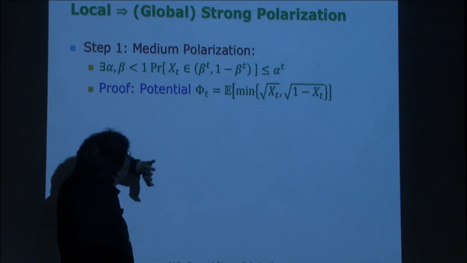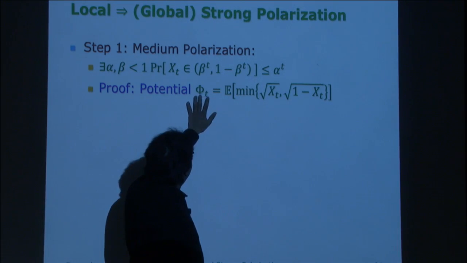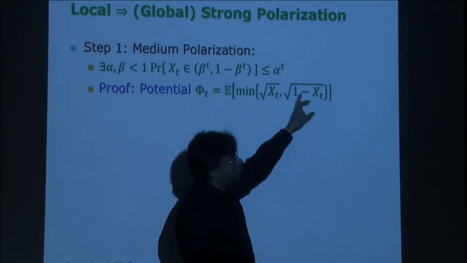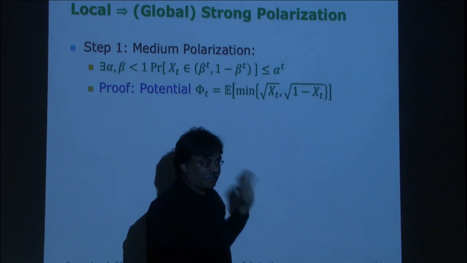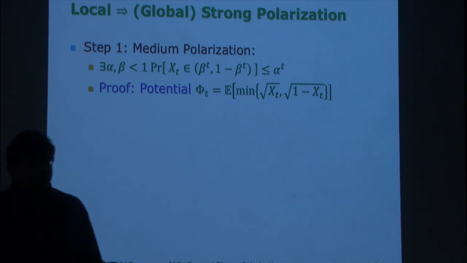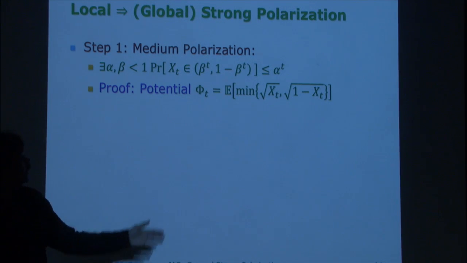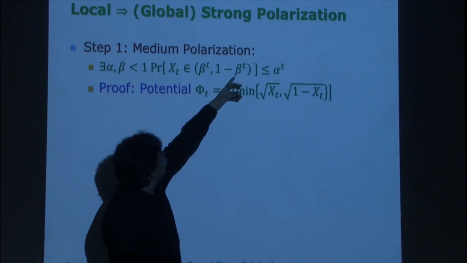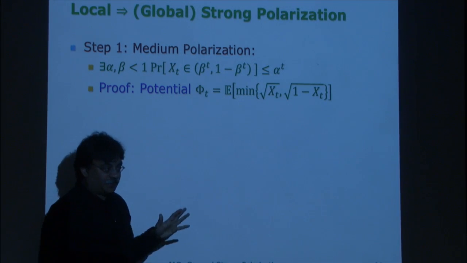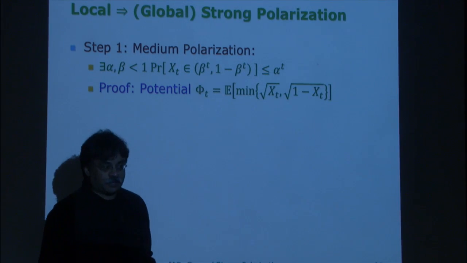How do you prove such a statement? It turns out to be extremely simple. We'll follow the following potential function, which is just square root of xt and 1 minus xt, square root of 1 minus xt. I'll just look at this quantity and say that it's sort of dropping in expectation by a constant factor at each step. So after t steps, it would have dropped to something like alpha beta to the t, and then Markov's inequality will imply this for me. Okay. So all I need to show is that this potential drops by a constant factor.